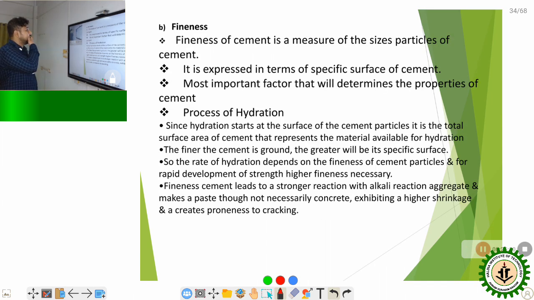Fineness of cement is a measure of the particle size of cement. It is expressed in terms of the specific surface of cement. It is the most important factor that determines the properties, including the process of hydration. It's a big process, I will teach you later because the time is less.